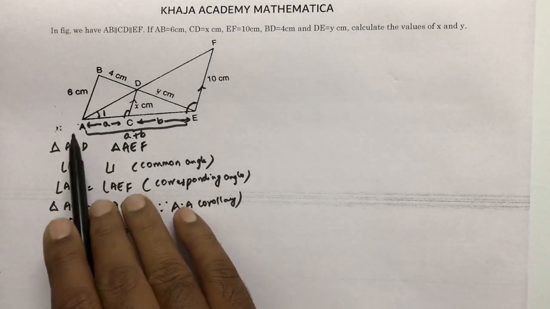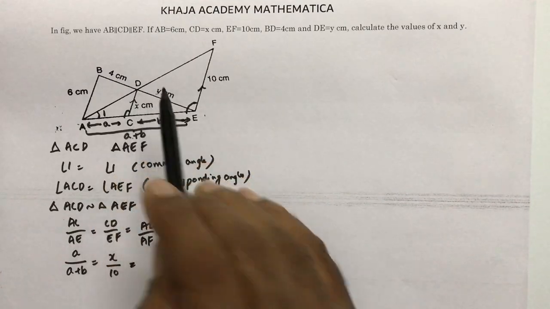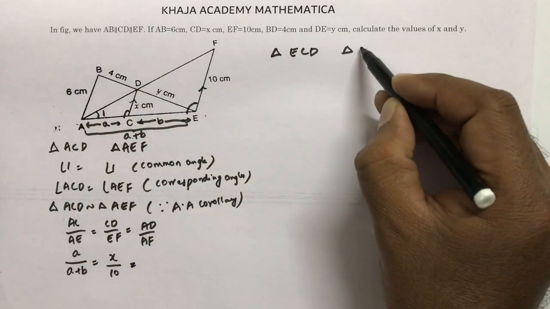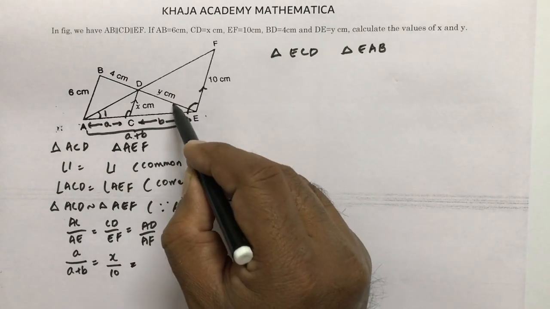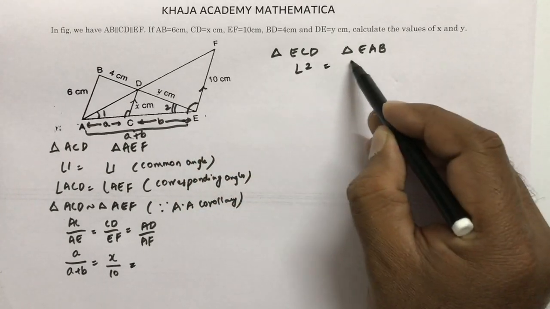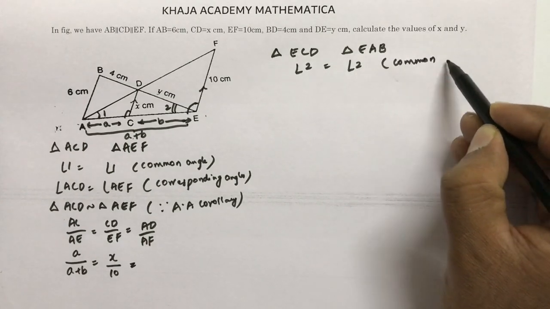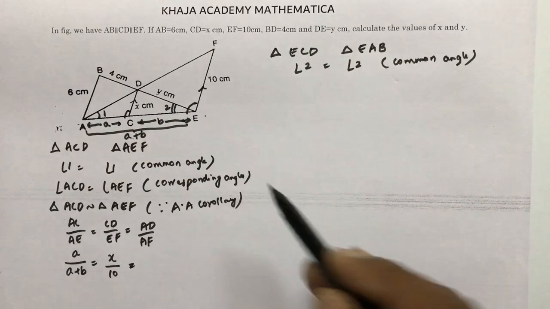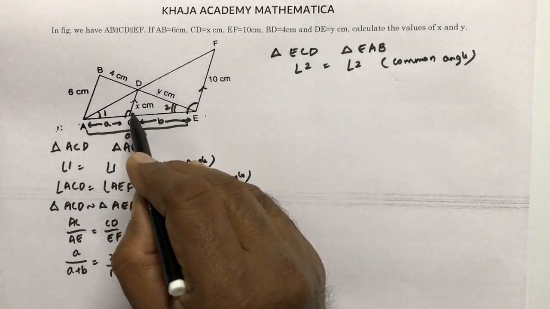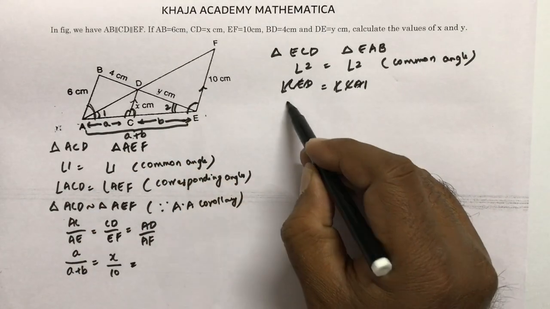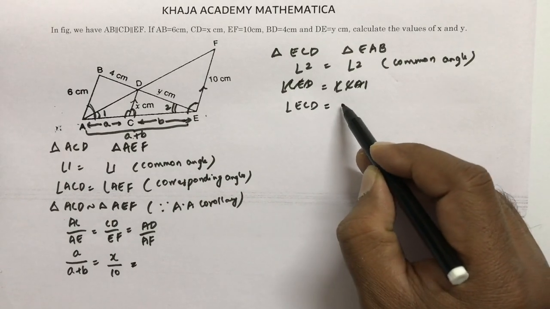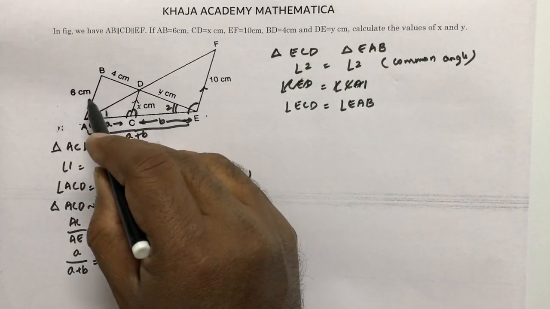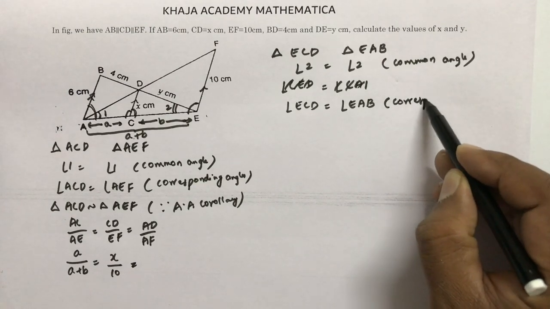Now in the same way, this one I started from A, now I'll start the triangles from E: triangle ECD and triangle EAB. In these two triangles, angle 2 is common. Angle 2 is nothing but CED and AEB, so angle 2 is common. And next, angle ECD equals angle EAB, because CD is parallel to AB, and these angles will become corresponding angles.